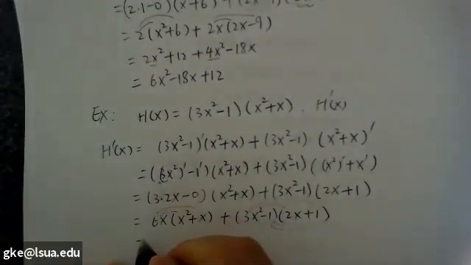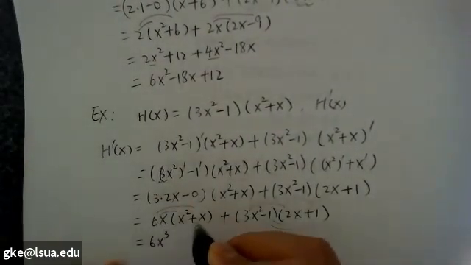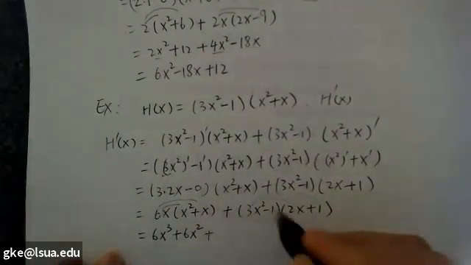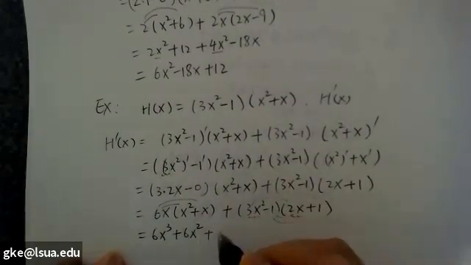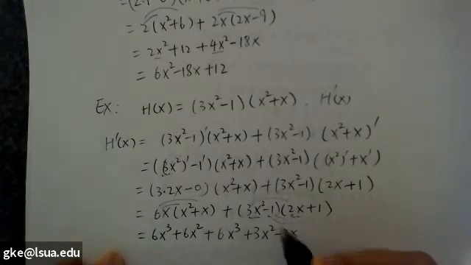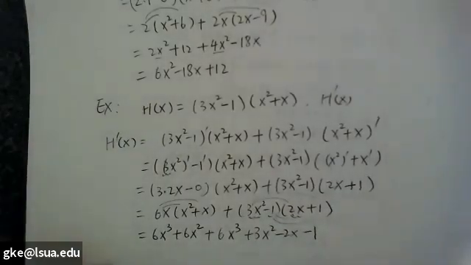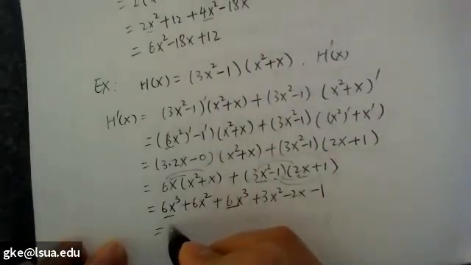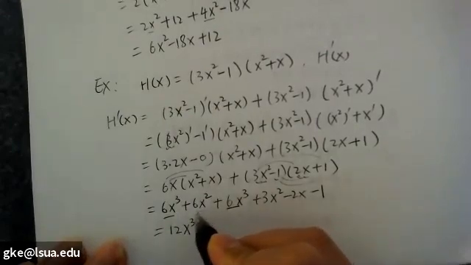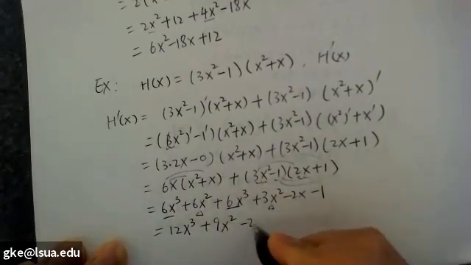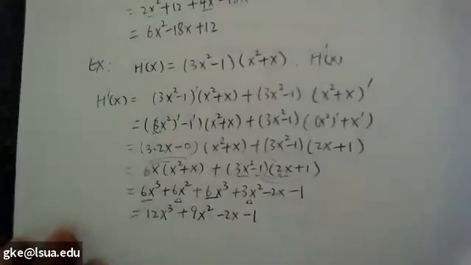We have 6x cubed: 3x squared times 2x is 6x cubed. 3x squared times 1 is 3x squared. Negative 1 times 2x, negative 2x. Negative 1 times 1, negative 1. Okay, distribution. Now you can combine all the terms together. Okay, so that's it.